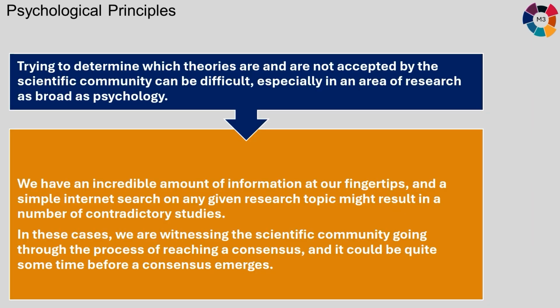Trying to determine which theories are and are not accepted by the scientific community can be difficult, especially in an area of research that is as broad as psychology. We have an incredible amount of information at our fingertips, and a simple internet search on any given research topic might result in a number of contradictory studies. In these cases, we are witnessing the scientific community going through the process of reaching a consensus, and it could be quite some time before a consensus emerges.